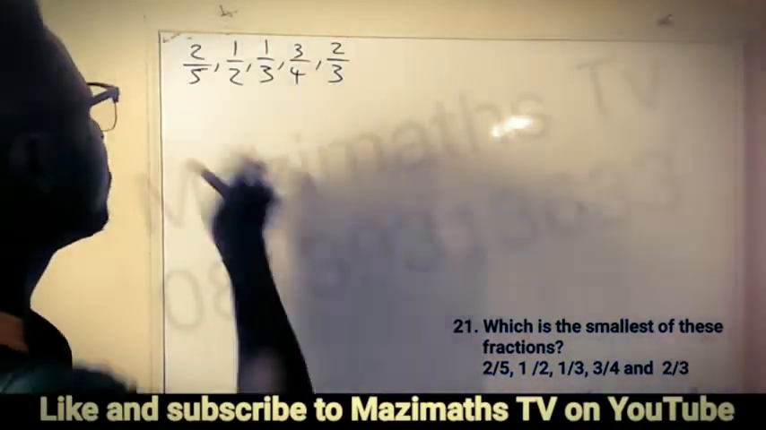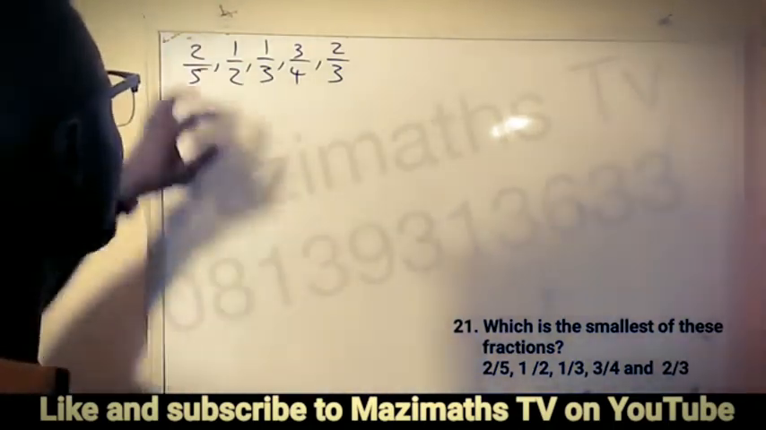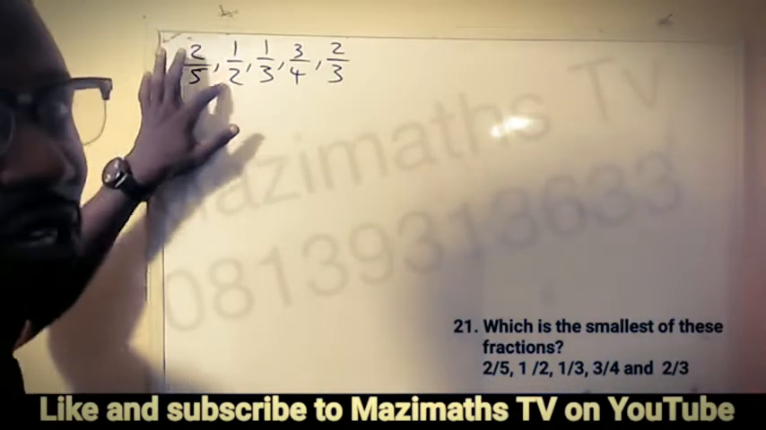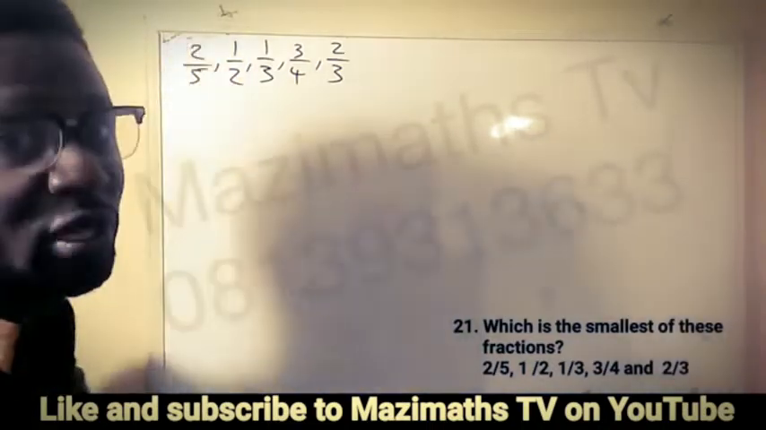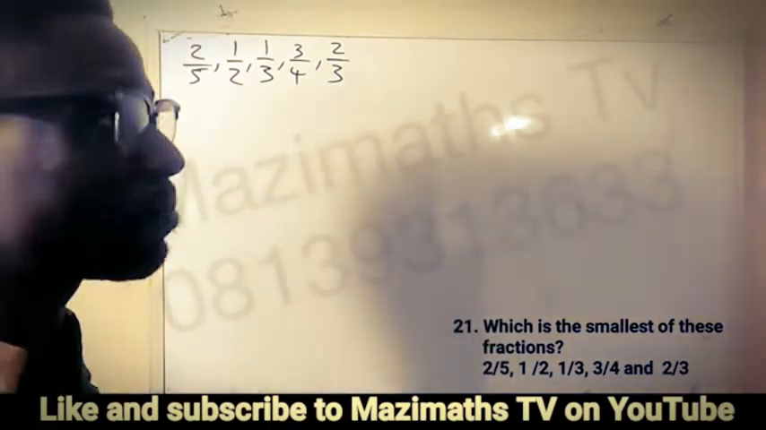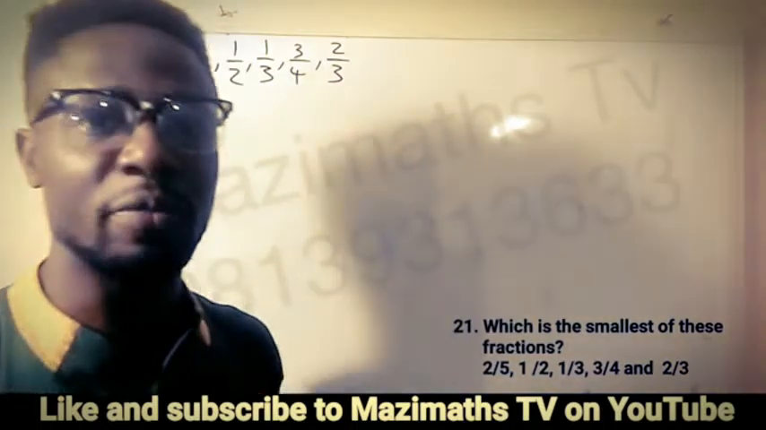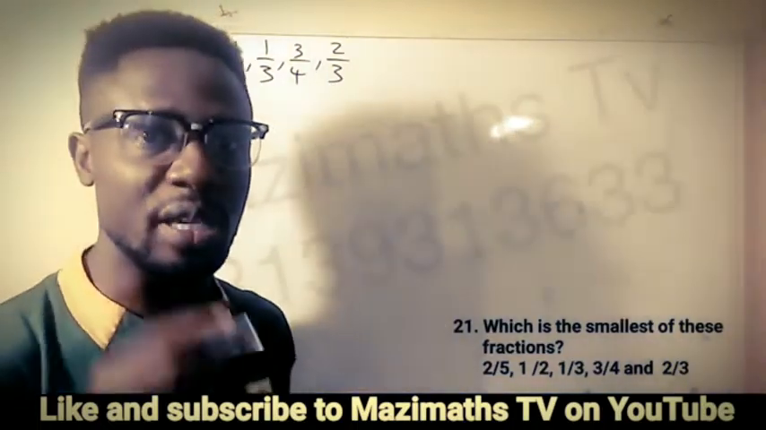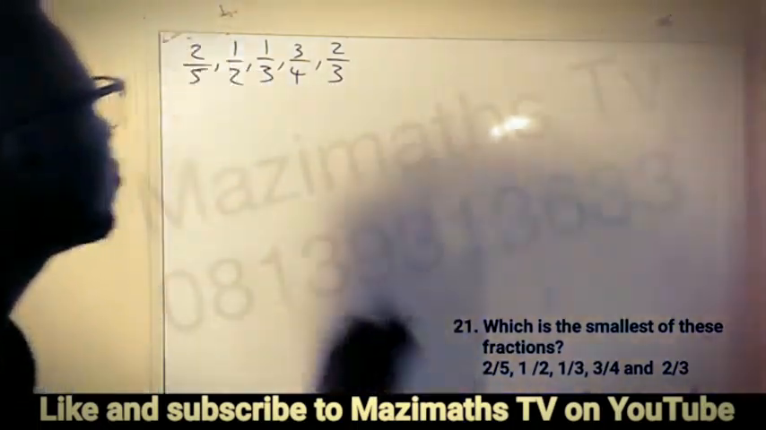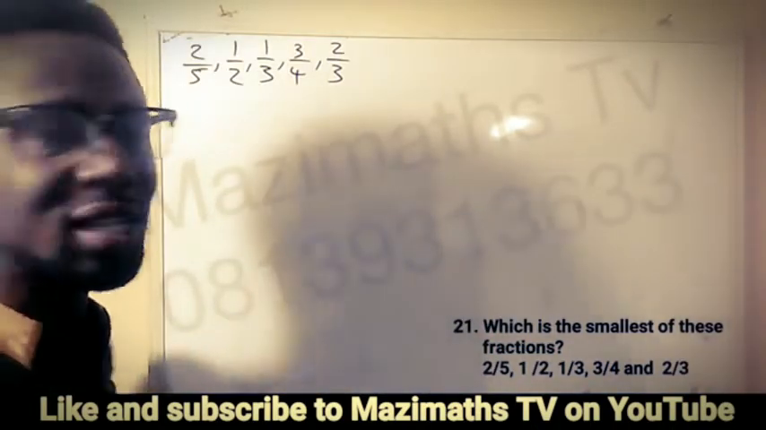smallest, you cannot just guess, because if some of you look at it and say, oh, 1 over 2 is the smallest fraction, no, that is not. 1 over 2 may even be the biggest of the fractions there. So you need to determine the value of each of the fractions before you can say which one is the smallest and which one is the biggest. And all you need to do is to find the LCM of the denominators. That is the down number.